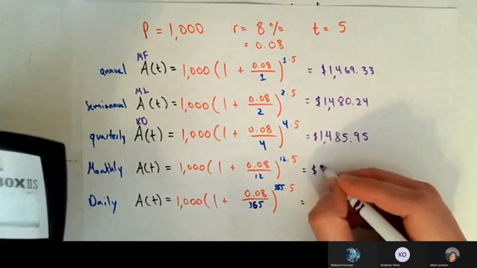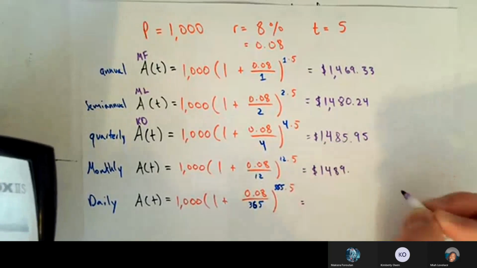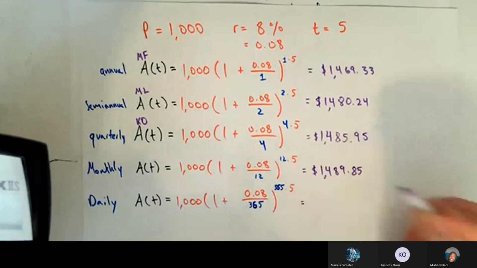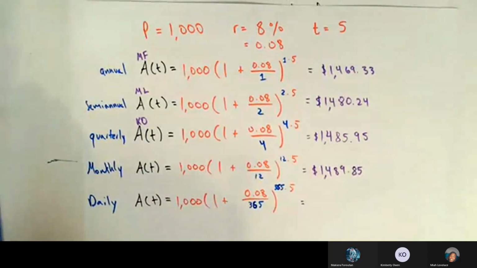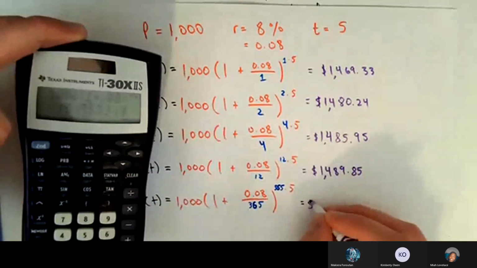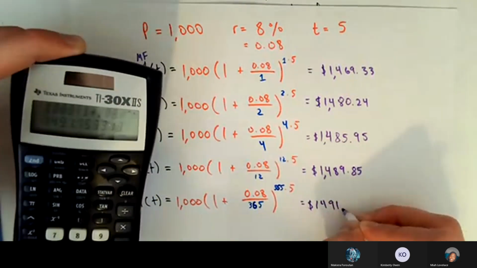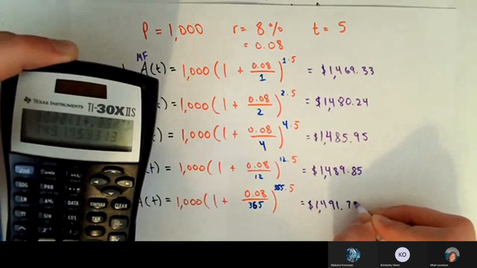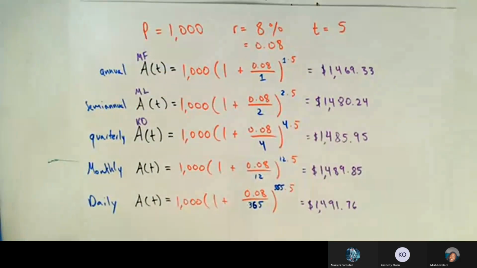So this is giving me 1489.85. And then finally the last one, 365, and then raised to the 365 times 5. And I'm getting 1491.76. Okay.